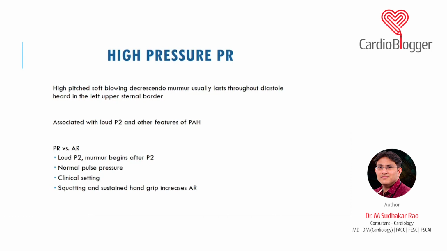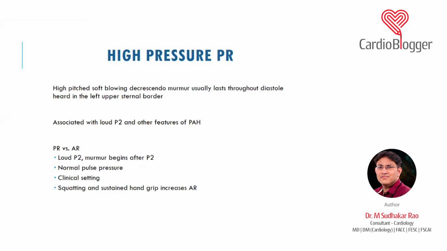The pulse pressure is usually normal in patients with PR. It doesn't affect much like AR. Then you have to see the clinical setting, and then you get a loud A2. Whenever you have AR, you'll get a softer second heart sound. But whenever you have a PR, because it is hypertensive, you get a loud P2. So AR murmur starts after the A2 component, whereas the PR starts after the P2 component.